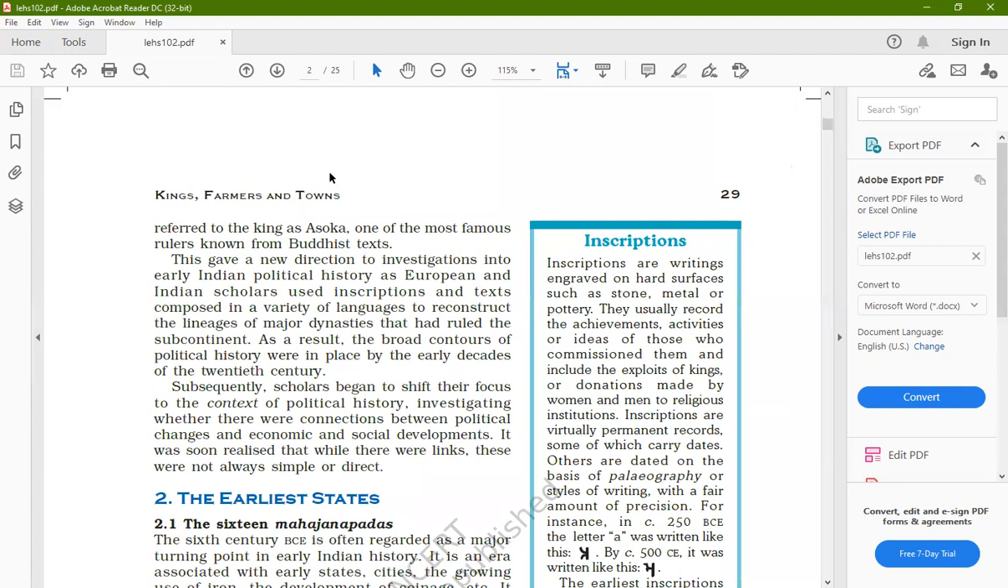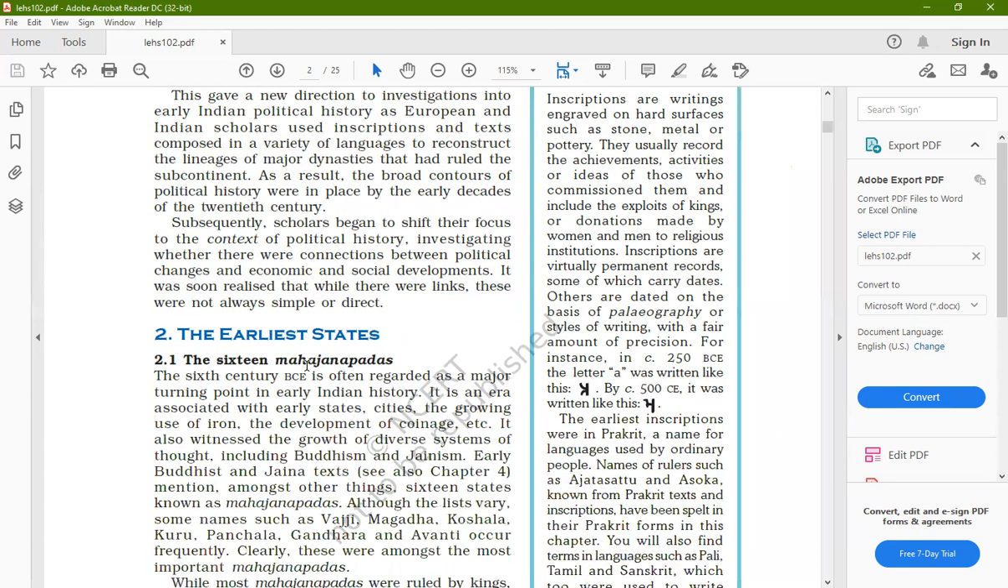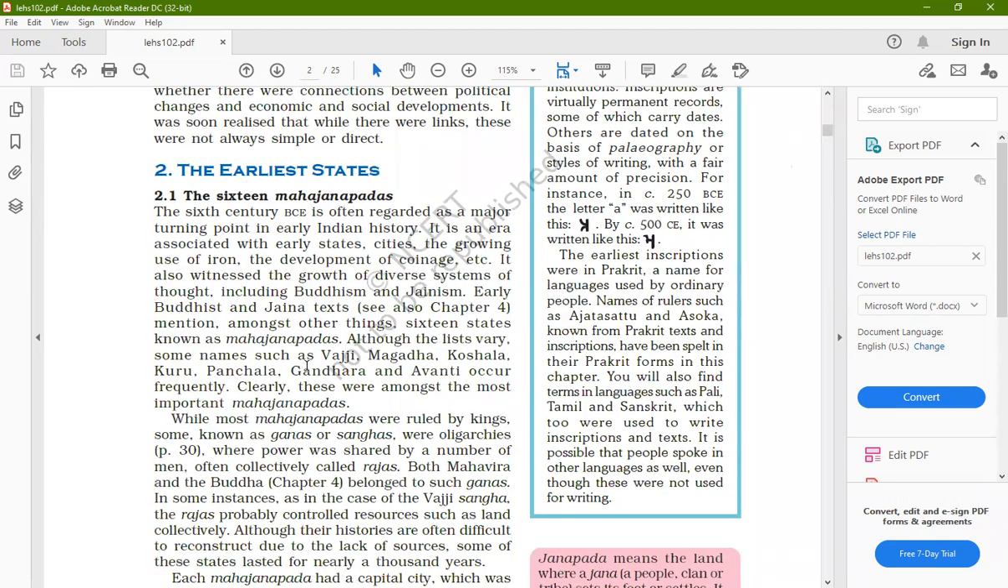Name a few important places where people settled down in large numbers in ancient times. Here from the second topic, the answer is: Vajji, Magadha, Kosala, Kuru, Panchala, Gandhara, Avanti. These were amongst the most important Mahajanapadas.